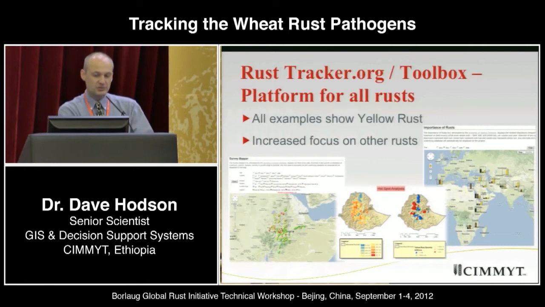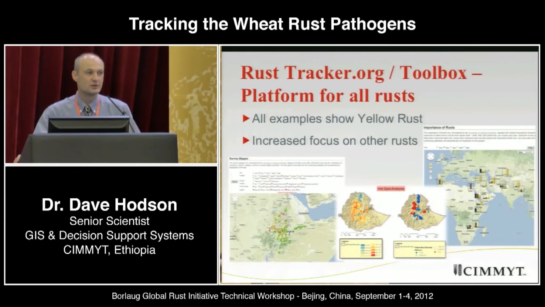With Rust Tracker and the toolbox, what we see is we've now got a platform for all the Rusts. It's not specific to stem Rust. Sure, the initial focus was around stem Rust and data content, but all the examples here, and they're real examples, they're all showing yellow Rust. So that information, it's in the system. We certainly want to increase it more. But we can deliver the information just as easily for yellow Rust, leaf Rust, as we can for stem Rust. And that will be an increasing focus of the work in the future.